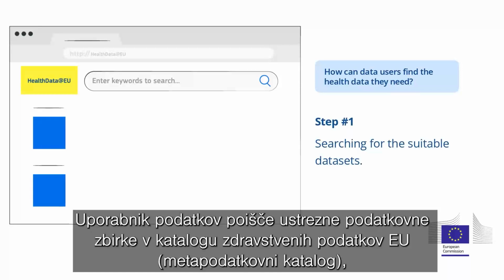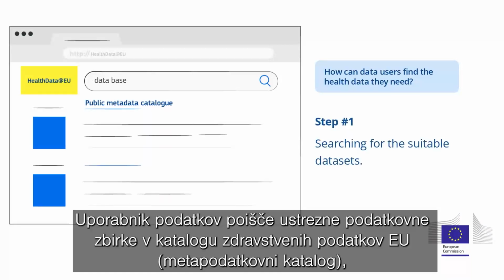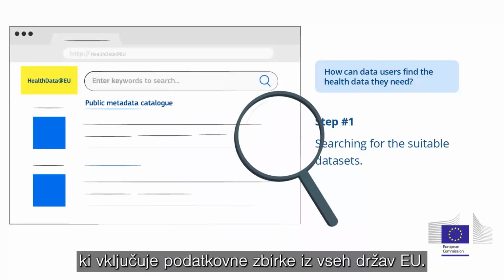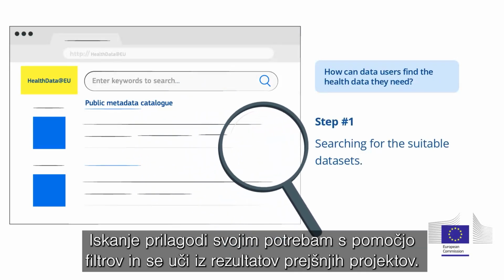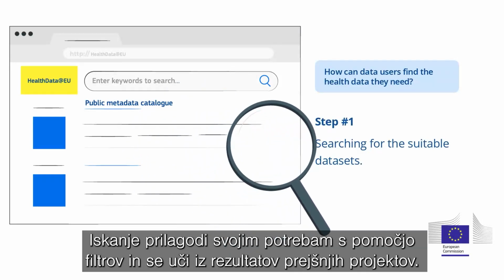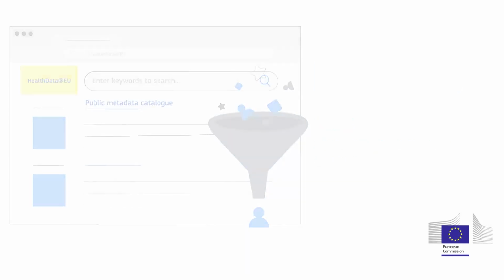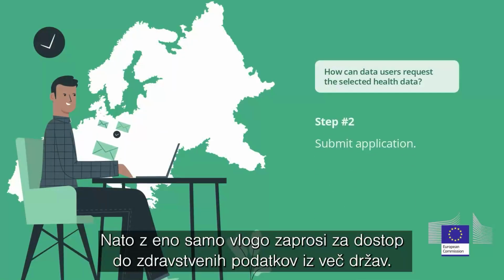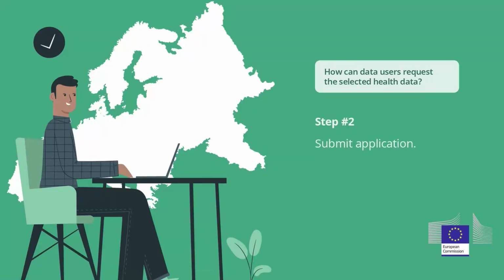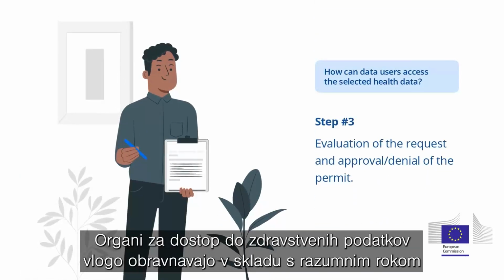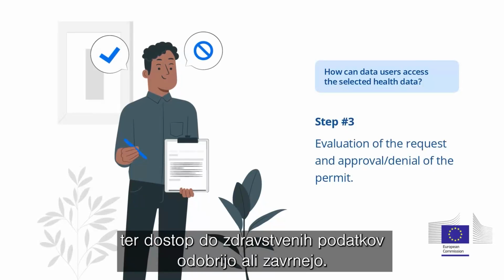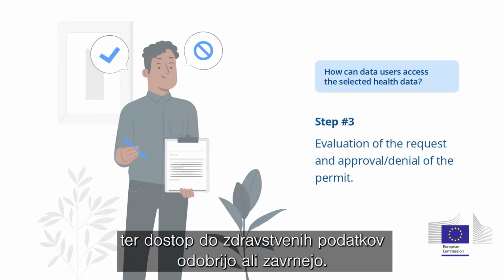A data user searches for the suitable datasets in the health data at EU catalog, which includes datasets from all EU countries. Data users can tailor searches for their needs by means of filters and learn from outcomes of previous projects. A data user submits a single application for multiple countries for access to the selected health data. The health data access bodies evaluate the application, following a common timeline, and grant or decline access to health data.